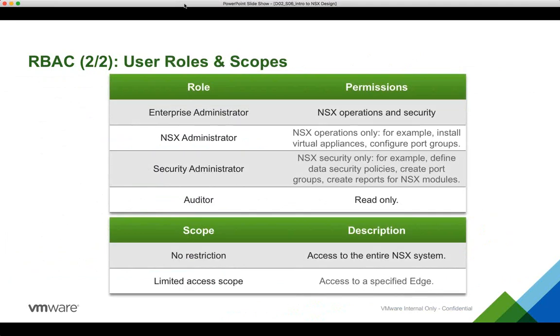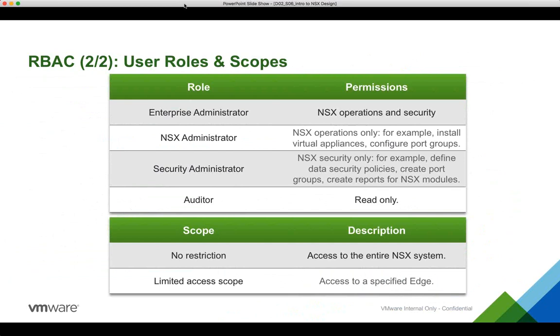So here are some of the roles and scopes that we have for RBAC. Enterprise Administrator, NSX Administrator, Security Administrator, and of course, Auditor. If you have a QSA for PCI, give them the Auditor role. They can go in and look at whatever they want without touching. The scope is the really cool part.